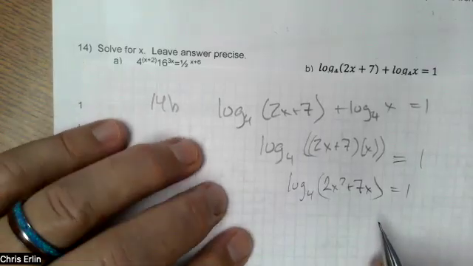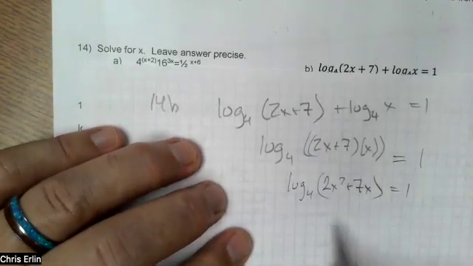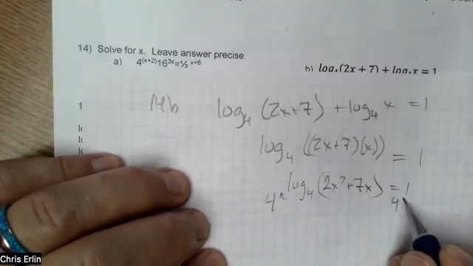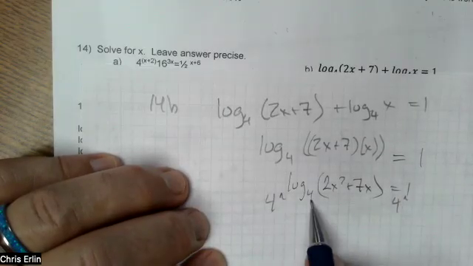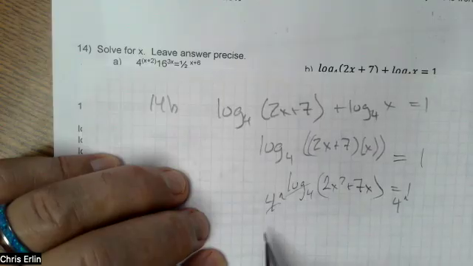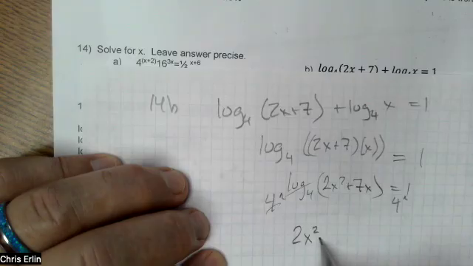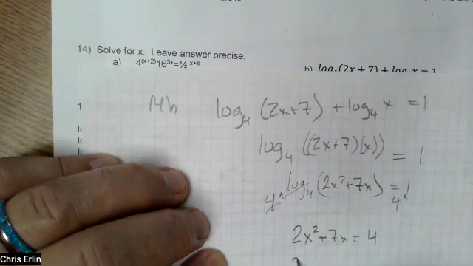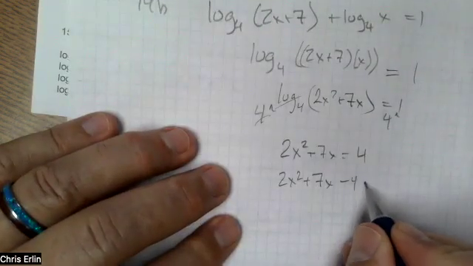And now to solve this, I'm going to take it out of log form and move it into exponential form, effectively by going 4 to the power on both sides. 4 to the log base 4 of this, these parts are opposites of each other, inverses. So I can just get the exponent. 2x squared plus 7x equals 4 to the first, which is 4. So 2x squared plus 7x minus 4 equals 0.